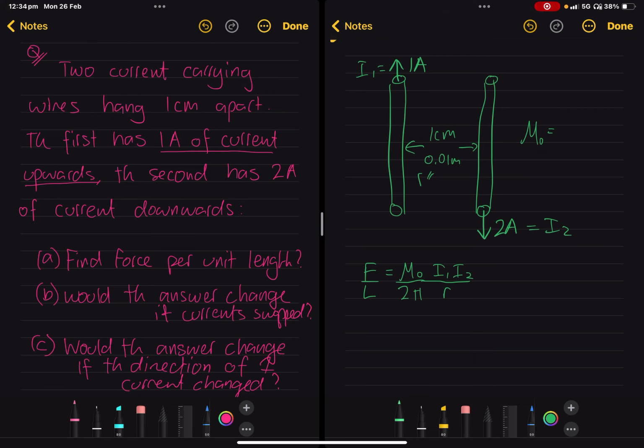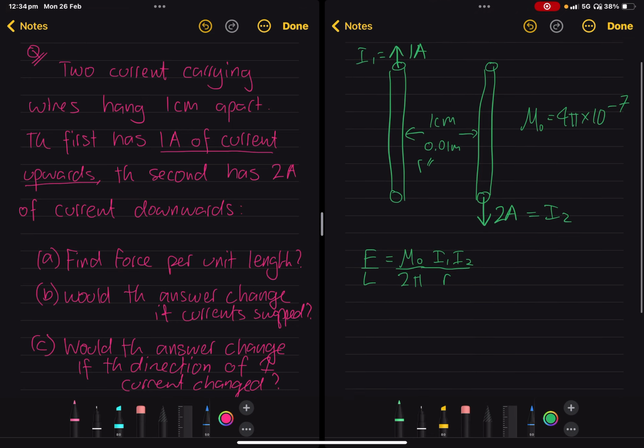We know mu naught. Mu naught is the permeability of free space constant, not to be confused with the permittivity of free space, and it has an approximate value of 4 pi times 10 to the minus 7. So we have everything. We just plug these all in. So this implies force per unit length is 4 pi times 10 to the minus 7 times 1 times 2 divided by 2 times pi times 0.01.